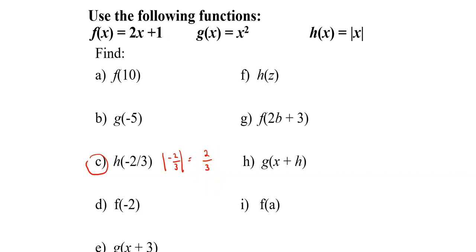Notice for letter h, it says g of x plus h. That's a funky looking one. Can I replace the x with an x plus h? Sure I can. So g of x plus h is going to be x plus h squared. When we do these replacements, we replace the variable with whatever we're given. If we're given a whole expression, in this case x plus h, then we replace the x with an x plus h, and then we carry on from there.